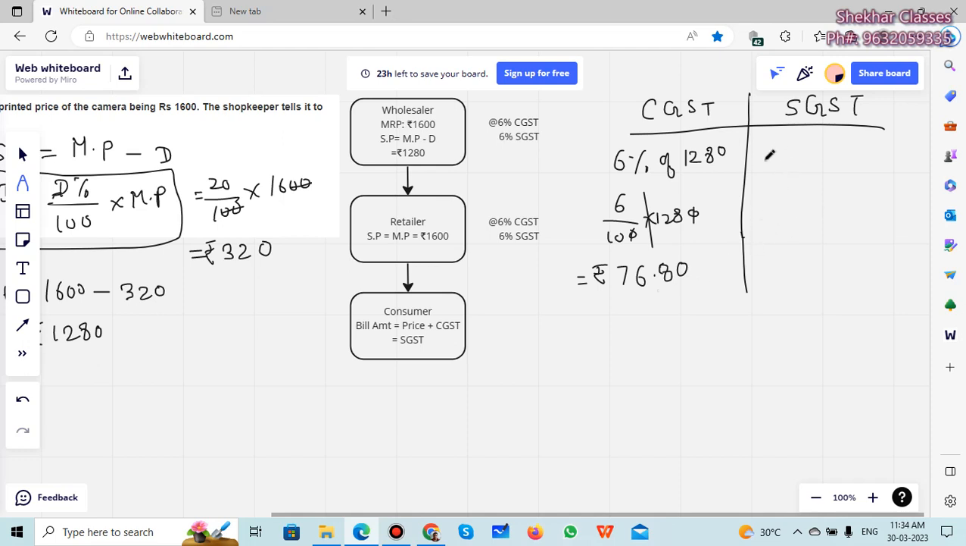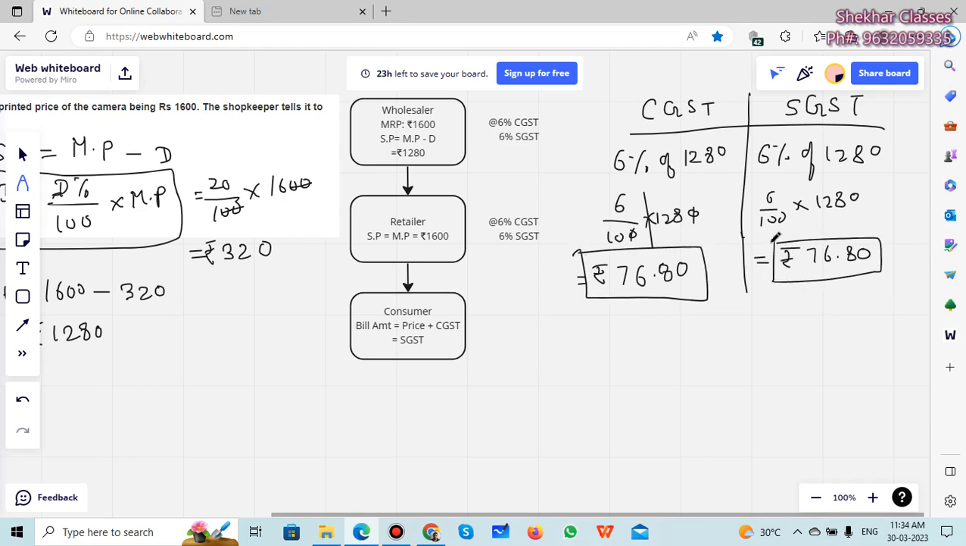Same thing we have to do for SGST also. So it will be 6% of again 1280, and that will give you again 76 rupees and 80 paise. Okay, so this is the tax which is going to the central and the state government. It is being paid by the retailer, to whom? To the manufacturer.